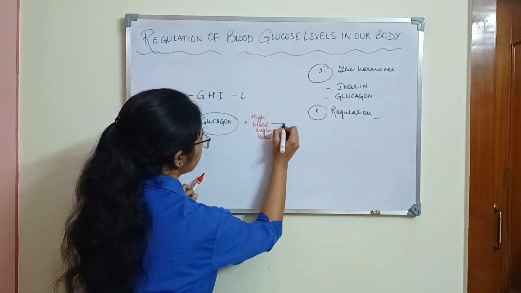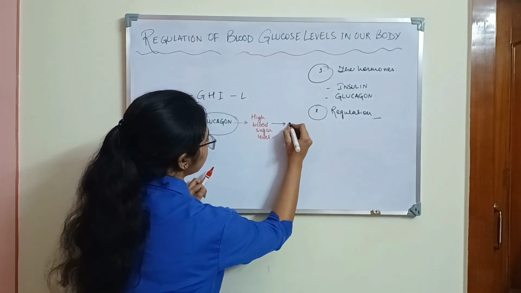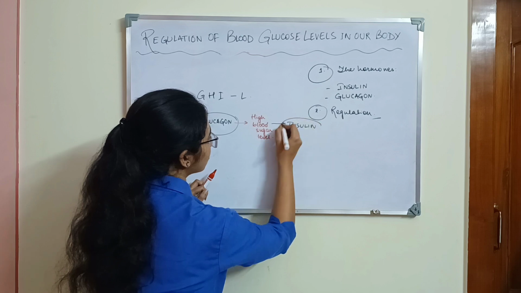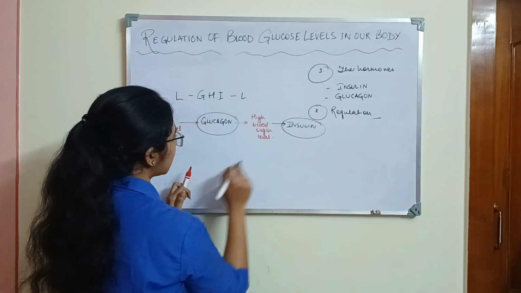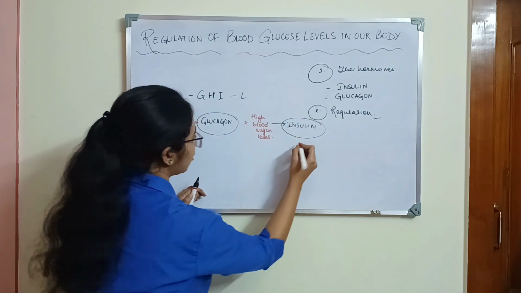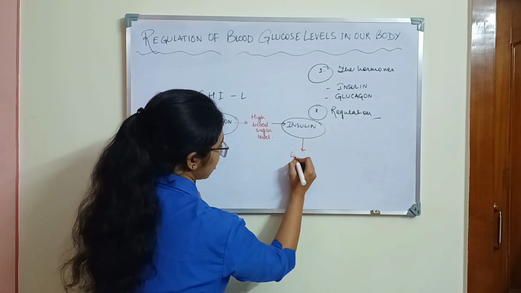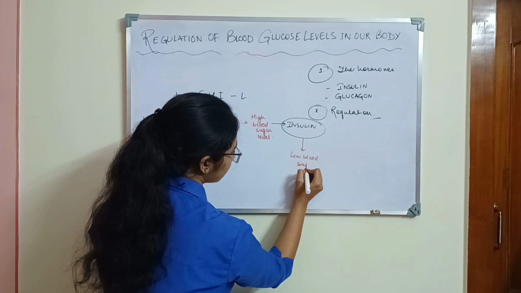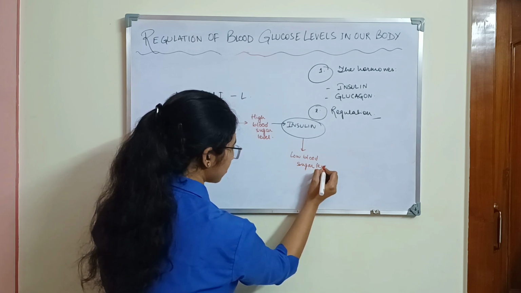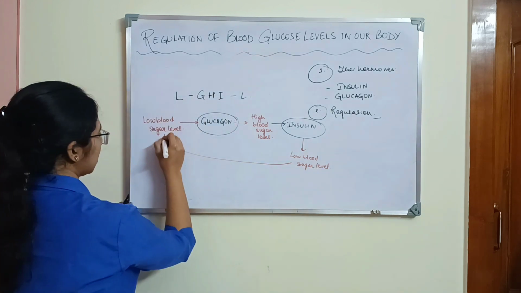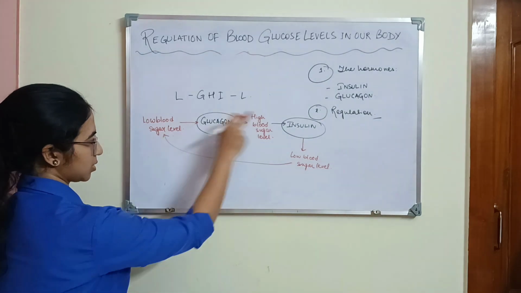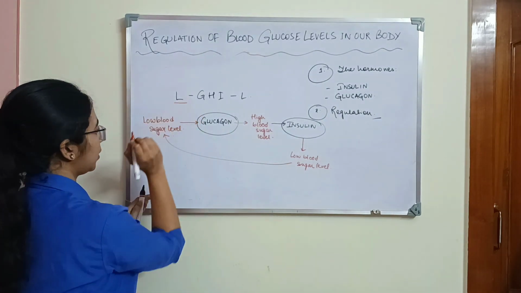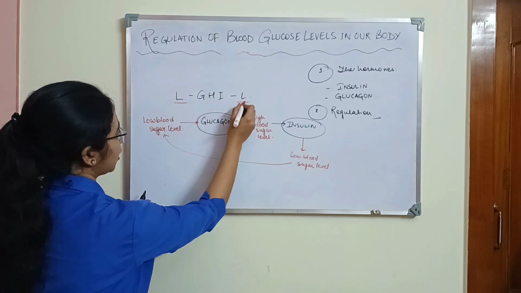High blood sugar level is going to stimulate the release of insulin hormone. These hormones are all released from pancreas. Now insulin hormone is basically going to lower the blood sugar level again, which is basically the first condition that we had started with. So it's kind of like a cycle. Okay. So L is for low blood sugar level. Both of these are for low blood sugar levels.